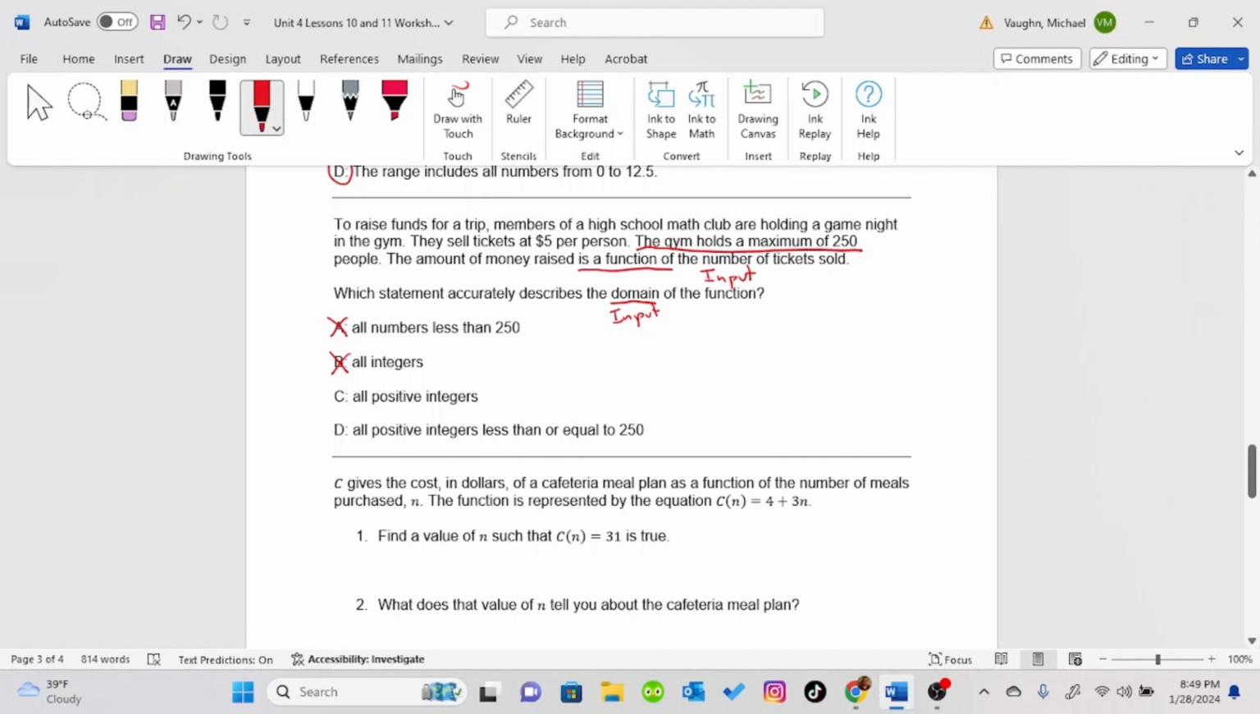C says all positive integers, but that would include numbers above 250 all the way to infinity. The gym has a maximum of 250. So C cannot be correct. Choice D says all positive integers, which we want, less than or equal to 250. That would be the correct description for the domain of this function.